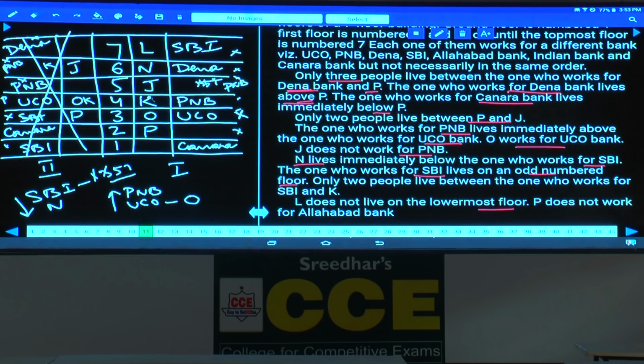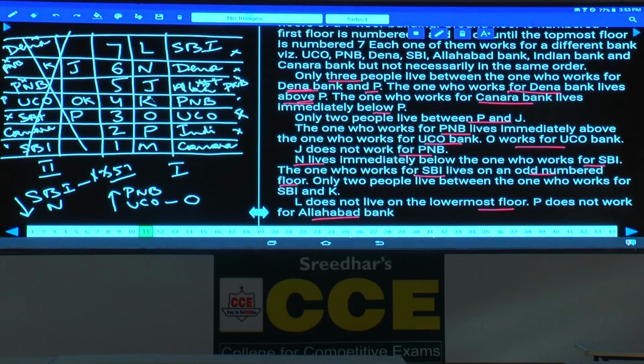If L is on the topmost floor, then who is the person left over? J, K, L, M. M must be on the ground floor, that is the 1st floor. And P does not work for Allahabad Bank. As P is not Allahabad Bank, then J works with Allahabad Bank. If J works with Allahabad Bank, then what is the bank left over here? Indian Bank. Now, this P works in Indian Bank, that was on floor number 2.